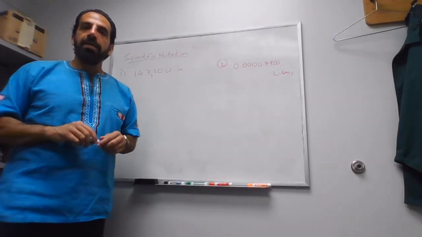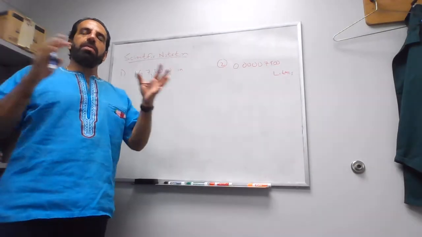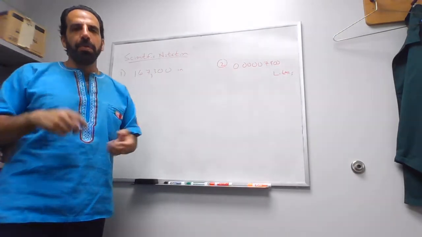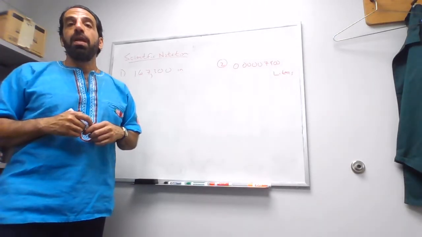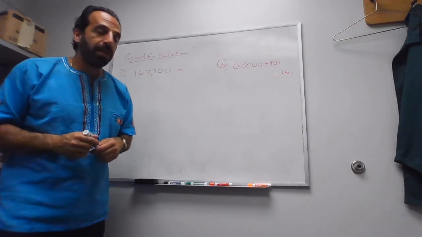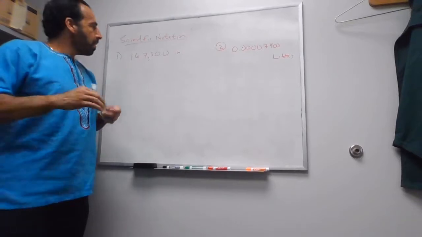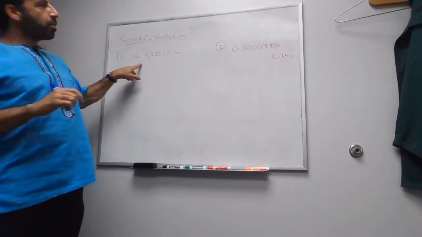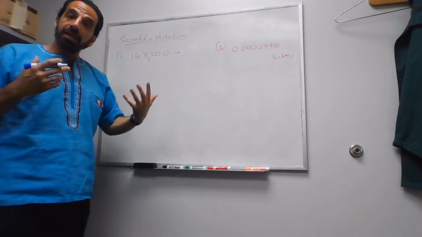So let's take a look at scientific notation. A lot of things in science are either very large numbers or very small numbers, and we have to be able to put things down in terms of scientific notation and also count the number of significant figures in something written in scientific notation. I broke it down into a measurement greater than 1, then a measurement less than 1.